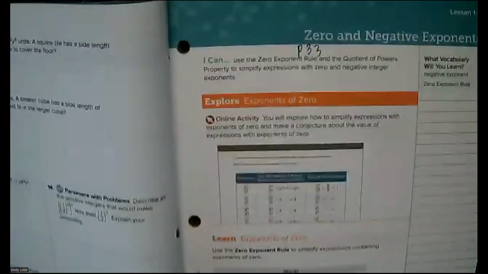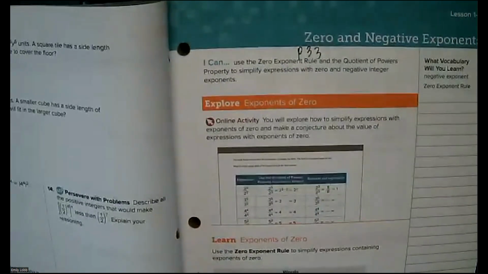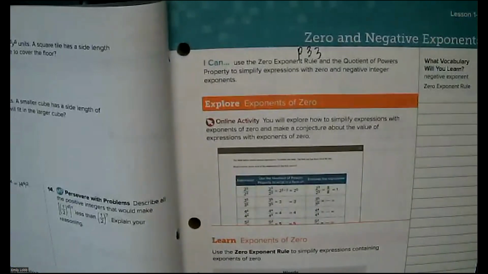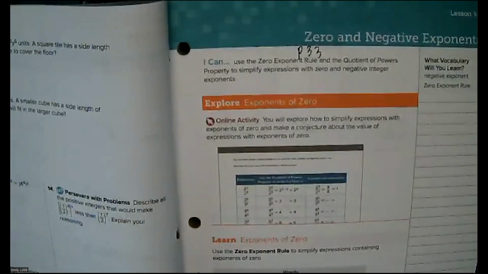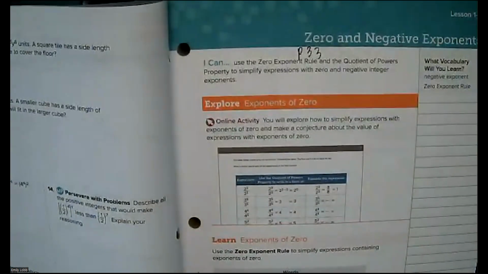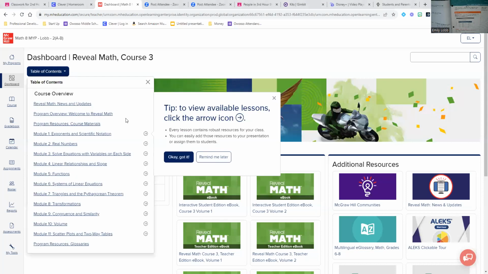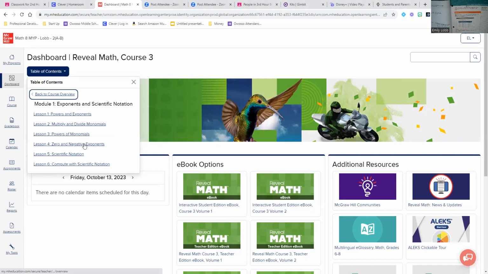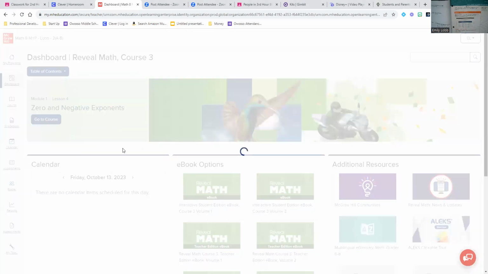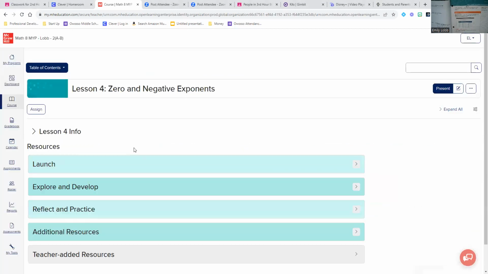We are on page 33, and we're gonna look at this Explore. We're gonna kind of make a conjecture about zero exponents here. So we are still in module 1, but we're already to lesson 4. So these 4 lessons are what is going to be on your quiz.